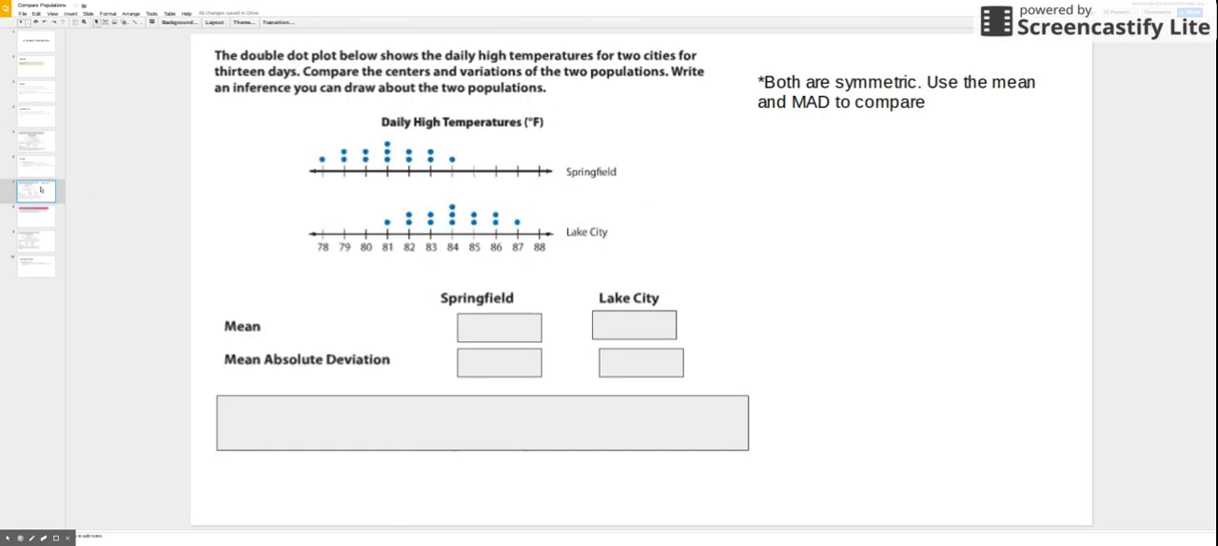Let's look at our next example. The double dot plot below shows the daily high temperatures for two cities for 13 days. Compare the centers and variations for the two populations. Write an inference you can draw about the two populations.